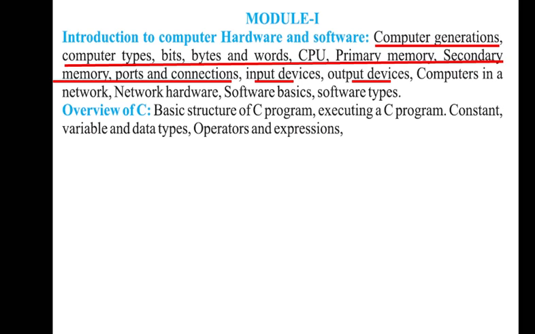In previous classes we have discussed computer generations, the definition of a computer, computer types, bits, bytes and words. Then we understood the CPU, primary memory and secondary memory, ports and connections. Today we are going to discuss input devices and output devices.